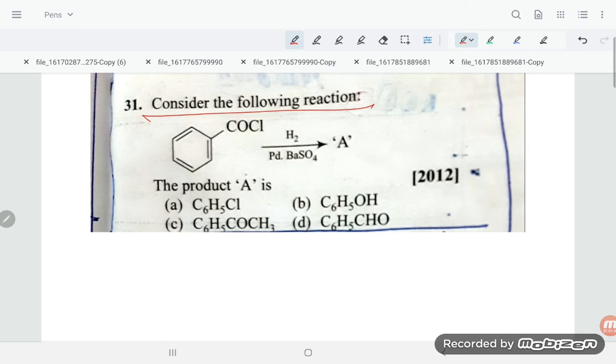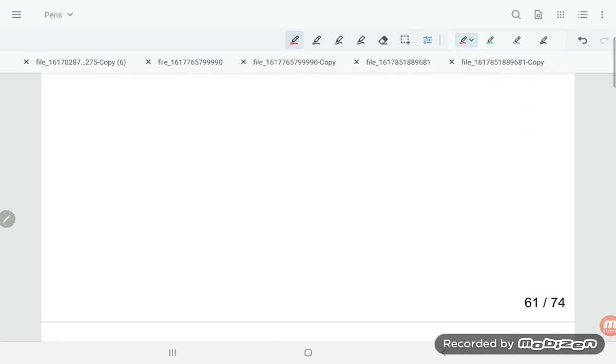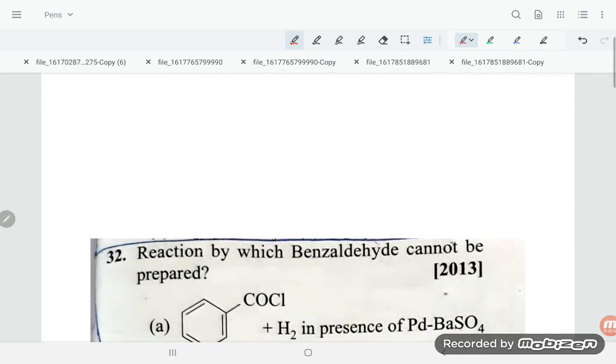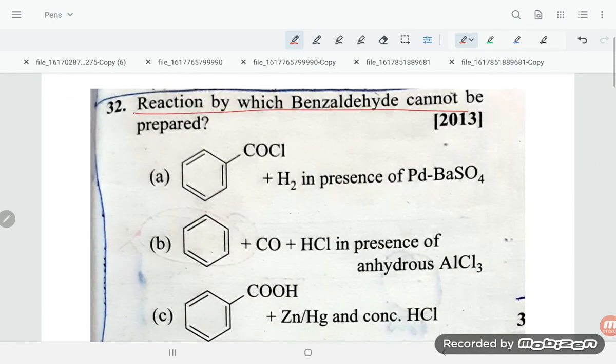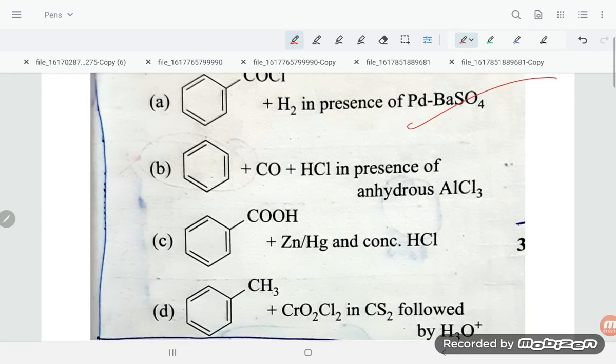Consider the following reaction. COCl is there, H2, Pd-BaSO4 is there. Okay, so if you are taking H2, this is the Rosenmund reduction. So you will be able to get that is aldehyde, students. Okay, C double bond O, and here will be H. So that is aldehyde is coming. So correct option is option number D. Now let us move on to question number 32. Okay, reaction by which benzaldehyde cannot be prepared. Okay, COCl with H2 in the presence of, this is Rosenmund reduction, can be easily prepared.